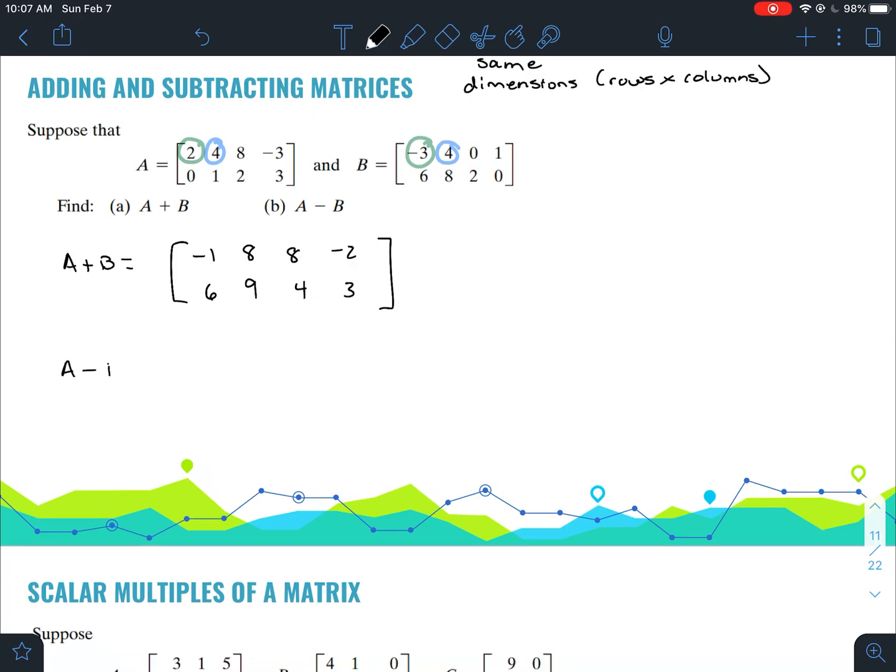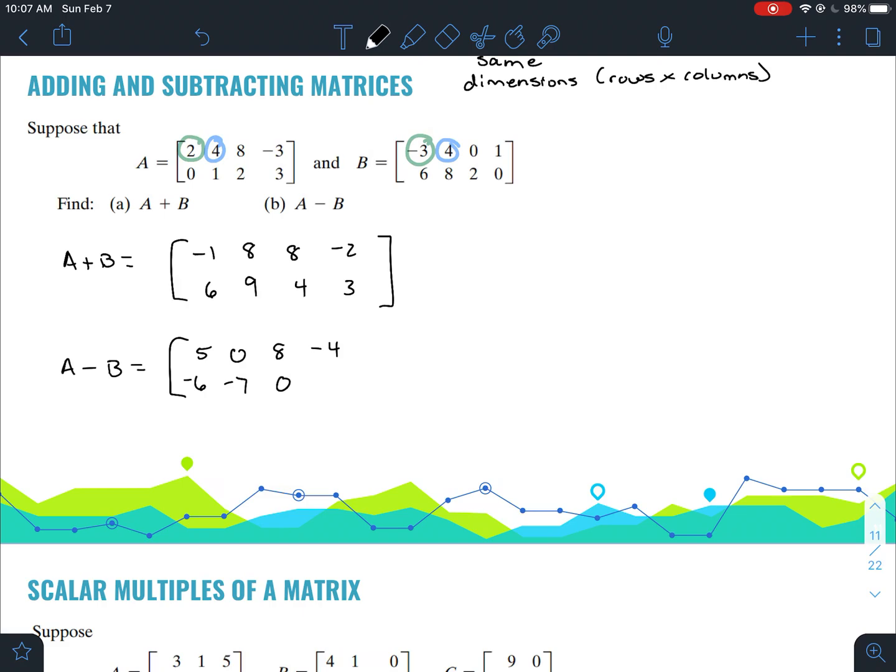If you wanted to do matrix A minus matrix B, you do the same thing, but this time you would subtract. So 2 minus -3 is 5. 4 minus 4 is 0. 8 minus 0 is 8. -3 minus 1 is -4. 0 minus 6 is -6. 1 minus 8 is -7. 2 minus 2 is 0. And 3 minus 0 is 3. And so that would be your answer to matrix A minus matrix B.